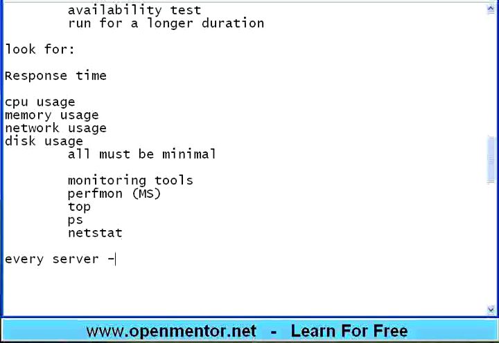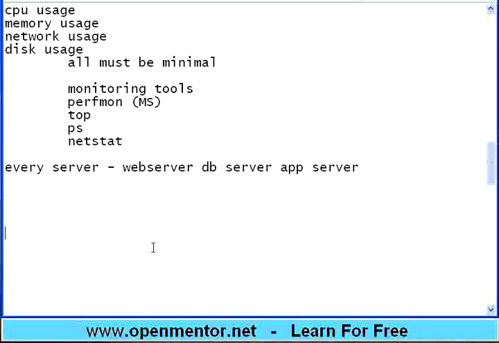Every server, like the web server, DB server, and app server, must be monitored. In the next session, we will be talking about the different servers, and what happens in performance testing. So every server must be monitored for CPU, memory, disk, and network to ensure nothing goes wrong at the system level. Then, if there are problems happening, there is something called profiling.